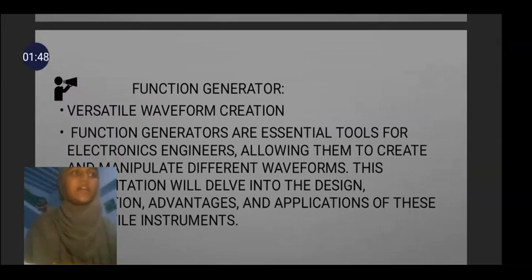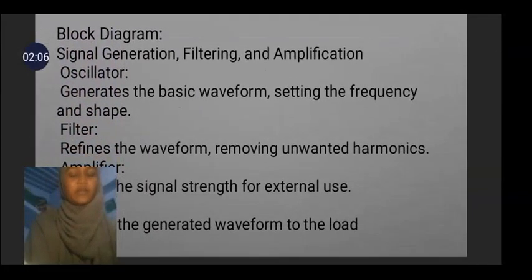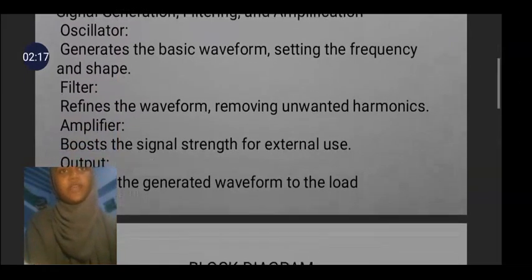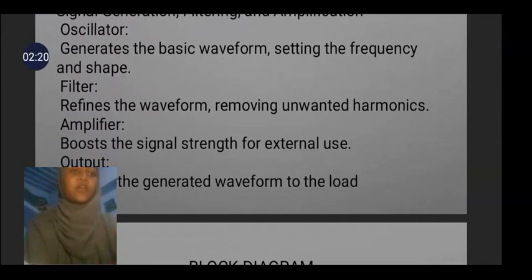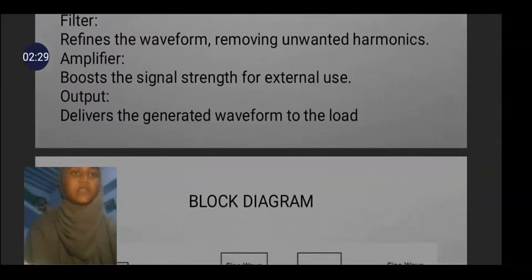So there must be different types of function generators, right? So there are analog function generators, digital function generators, arbitrary waveform generators, signal generators, and so on. So this is the picture of the function generator. Now we are going to see the block diagram. What does this block diagram consist of? It consists of signal generation, filtration, amplification. The oscillator generates a signal, the filter shapes the waveforms to the required harmonic level, the amplifier boosts the signal strength for external use, and the output delivers the generated waveform to the load.